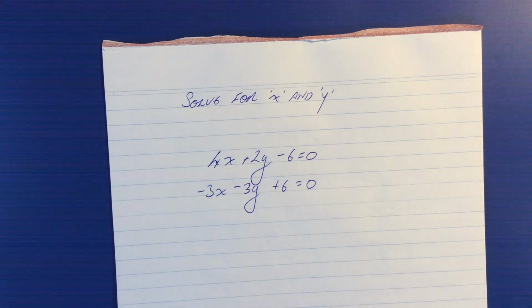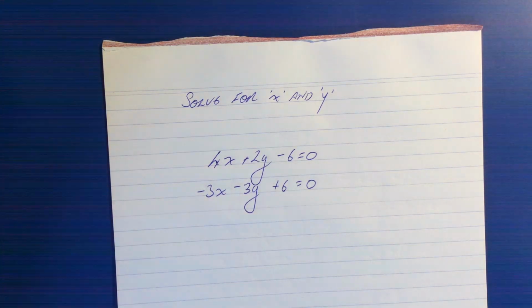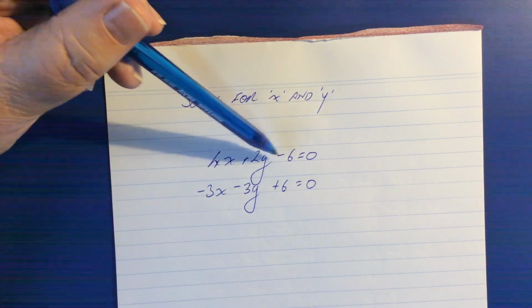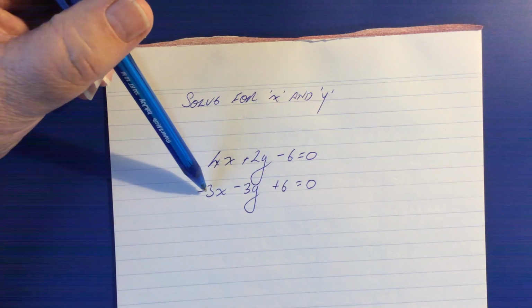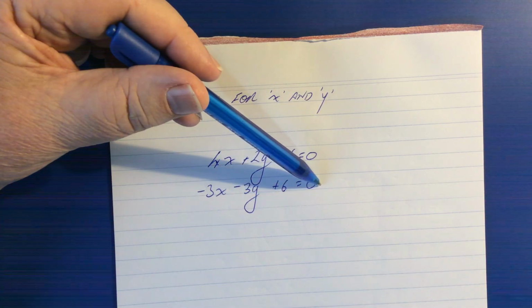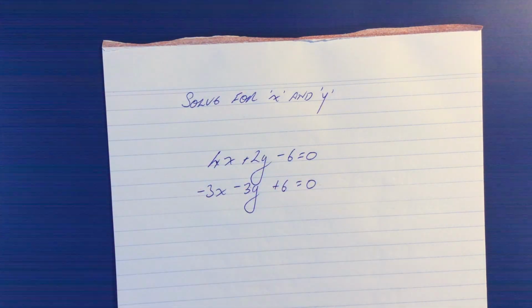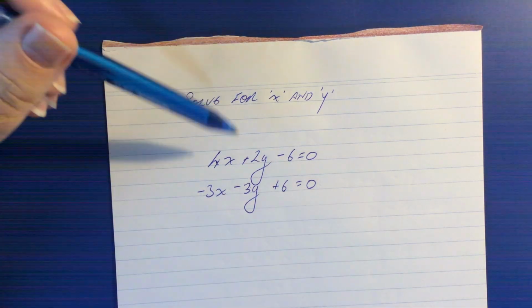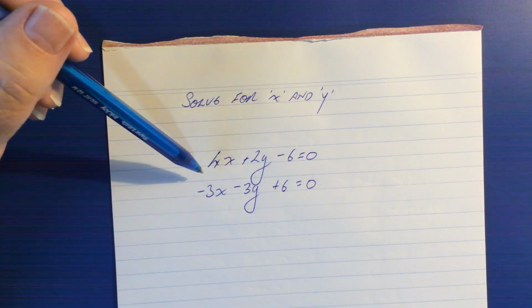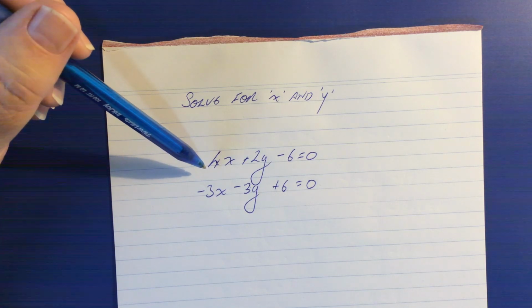One of the first things I'm going to do before I make that decision is I'm going to have a very close look at the numbers. 4x plus 2y minus 6 equals 0. 3x minus 3y plus 6 equals 0. Now, this is interesting to me because looking at this, at first instance, one might be tempted to use elimination.